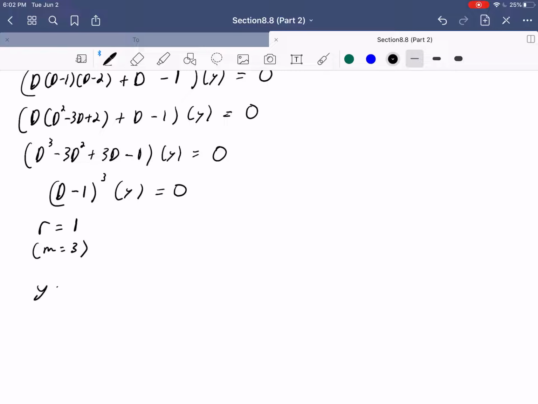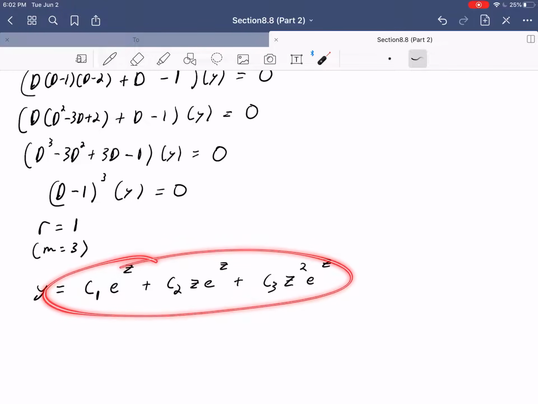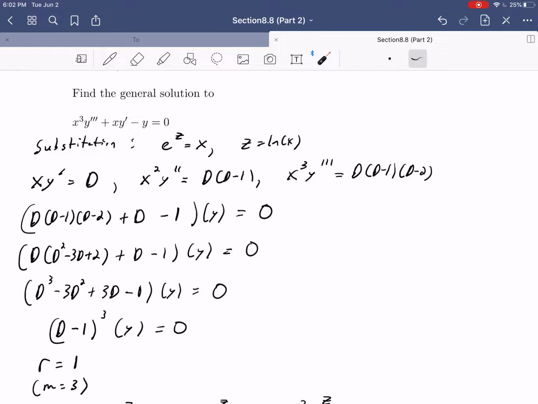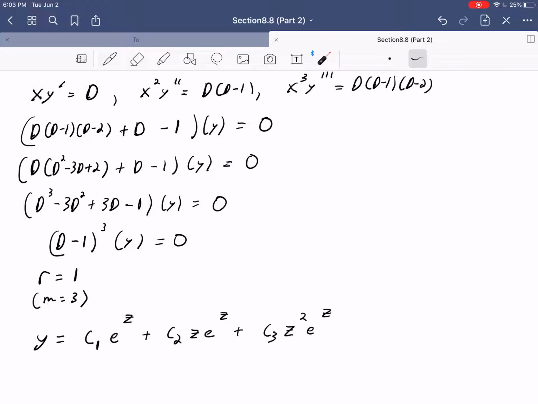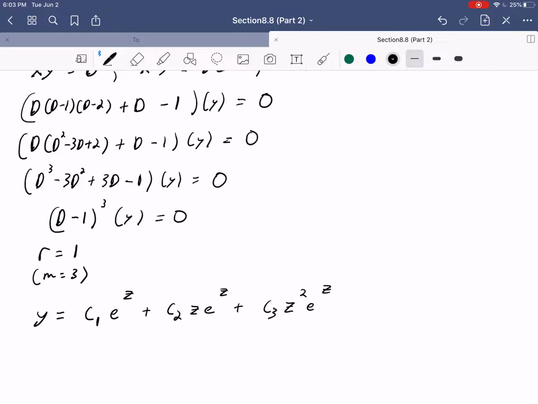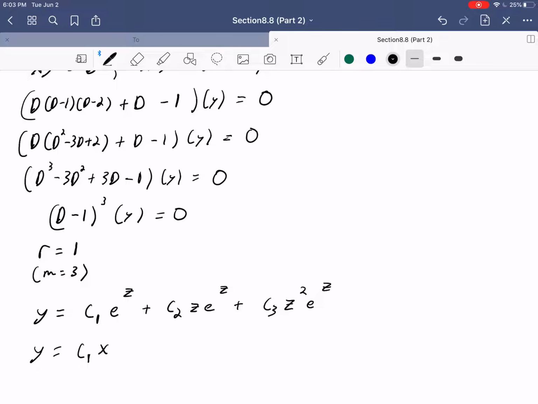So what do our solutions look like? Well, it'd be c1 e to the z plus c2 z e to the z plus c3 z squared e to the z. And again, make sure that when you do that expansion there, you use your new independent variable, z. So remember, every one of those e to the z's is actually an x, and then you can think about any z's by themselves as an ln x. So this would then give us y equals c1 x plus c2 ln x times x plus c3 (ln x) squared times x.